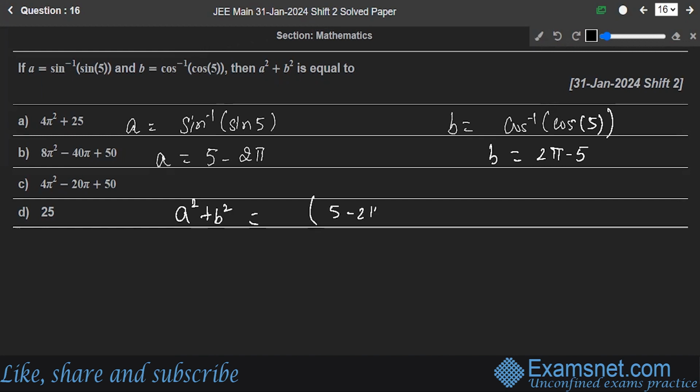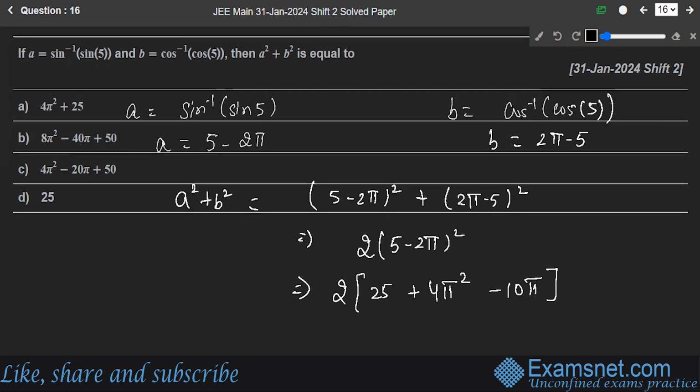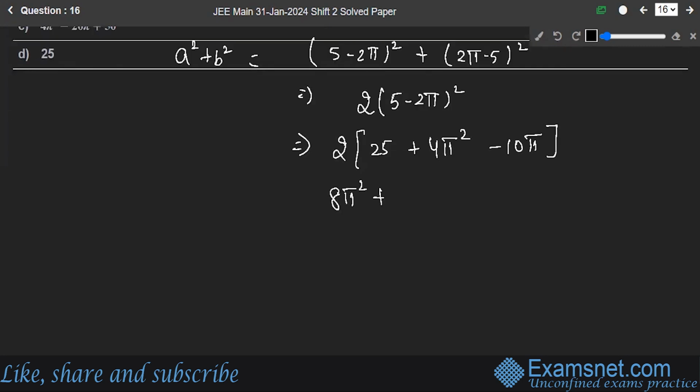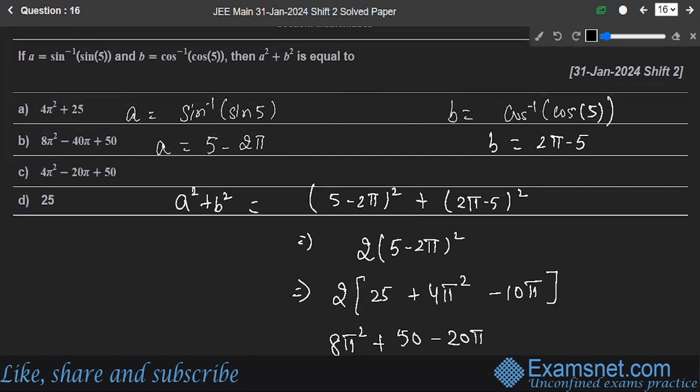So this is (5 minus 2 pi) square plus (2 pi minus 5) square, which is equal to twice of (5 minus 2 pi) whole square, 2 into 25 plus 4 pi square minus 20 pi, or this will be 8 pi square plus 50 minus 20 pi. So this is the answer to the question: 8 pi square minus 20 pi plus 50. Option C is the right answer. Hope you're clear with this. Let's move to the next question then.